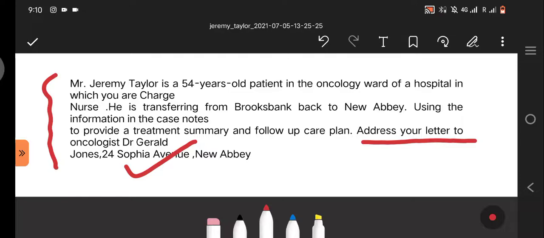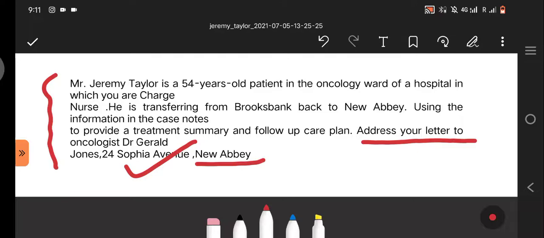Now it's written that Mr. Jeremy Taylor is a 54-year-old patient in the oncology ward of a hospital in which you are charge nurse. So where we are working, this patient was admitted, right? Oncology ward. Now this patient is transferring from your hospital to his place. He's going back to his place, and we are writing the letter to the oncologist who is there in his place, that is New Abbey. Did you understand? So this is how you need to analyze a writing task. You need to understand and analyze it.